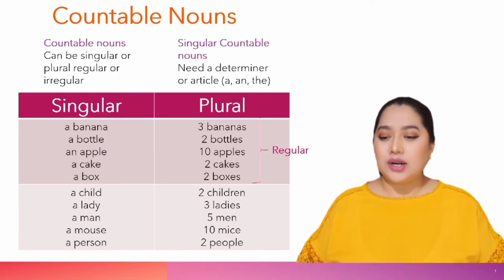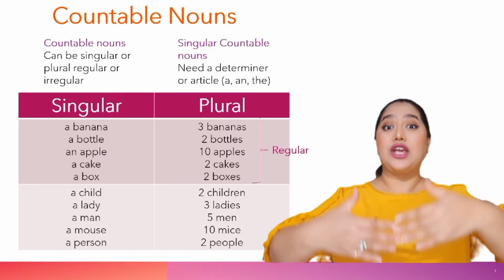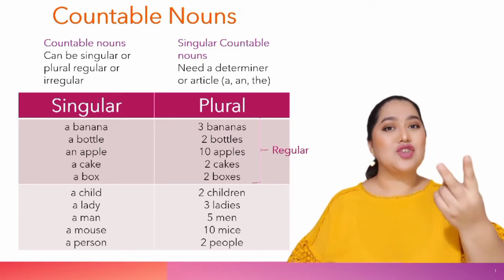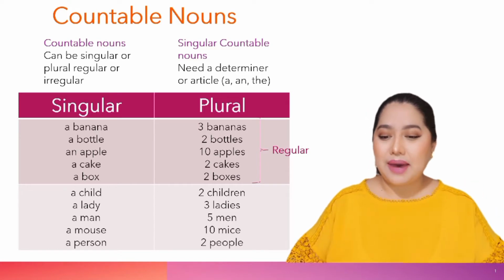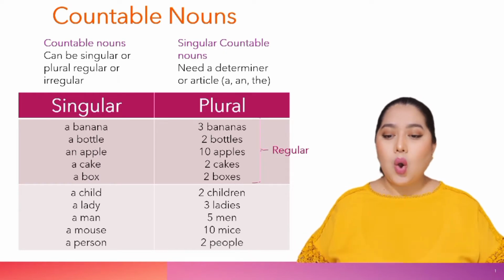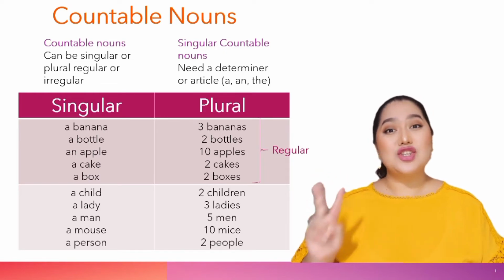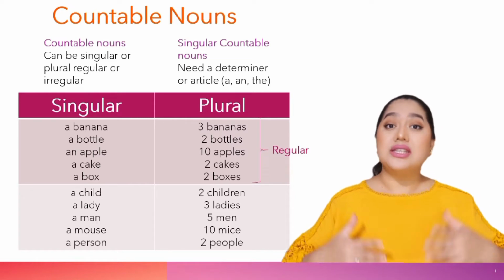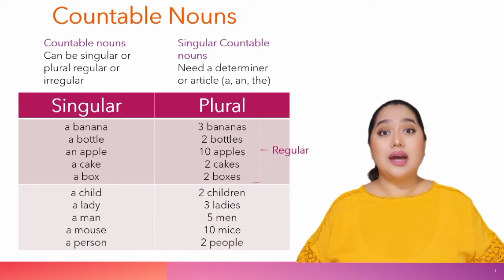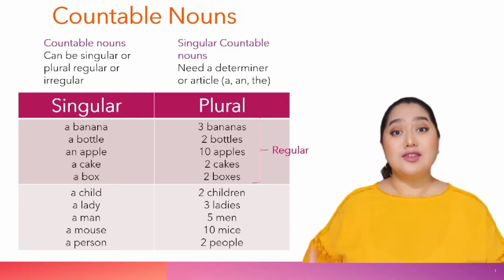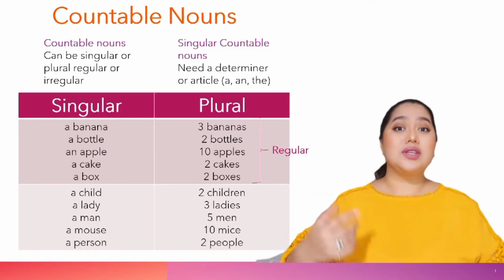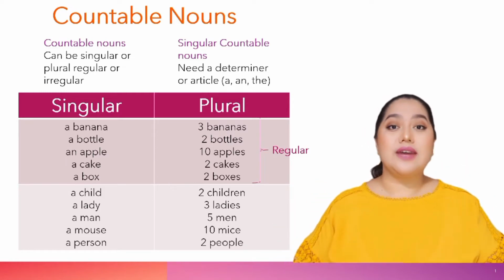And of course, you can use something like a cake, the whole cake. Or why not 2 cakes? And by the way, we have a box, right? A box. Or 2 boxes. So these are regular nouns, countable nouns, because we can count them using numbers. An apple, 2 apples. This is a regular one.